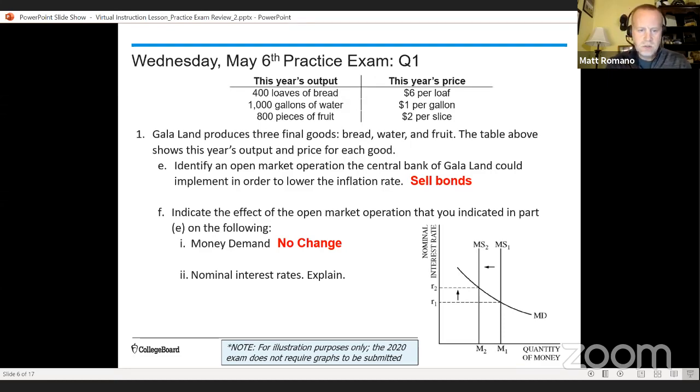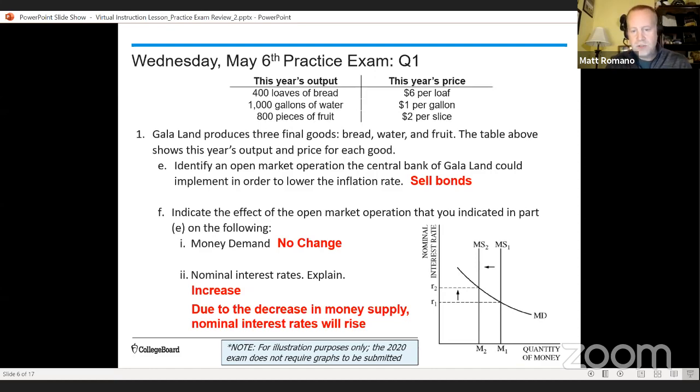So in this case, money supply is going to shift left. There is no change in money demand. Nominal interest rates are going to increase. And really, by drawing that graph and visualizing what's happened, you give yourself the explanation. Due to the decrease in money supply, nominal interest rates will rise. We're moving along that money demand curve, pushing nominal interest rates up.